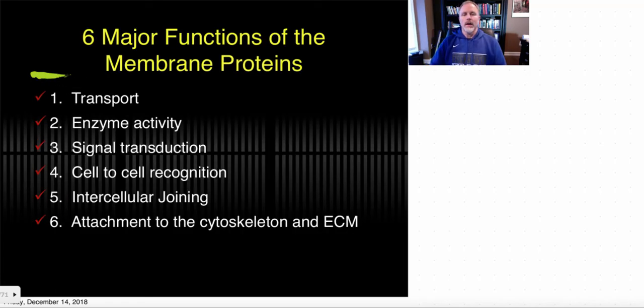All right, so last time we were talking about the basics of the membrane, and right now we're going to start discussing the major functions of the membrane proteins as they exist in this lipid bilayer. So we have transport, enzyme activity, signal transduction, cell-cell recognition, intercellular joining, and the attachment of these proteins to the cytoskeleton and ECM to hold everything together.